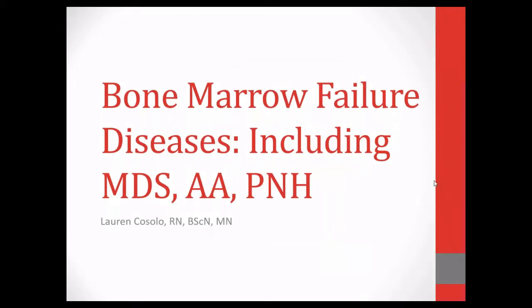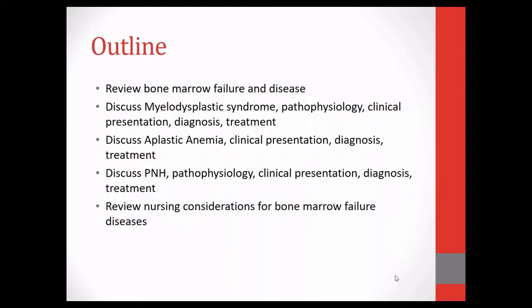We'll be talking about bone marrow failure diseases, including MDS, aplastic anemia, and paroxysmal nocturnal hemoglobinuria. So again, we'll review bone marrow failure and disease and discussing myelodysplastic syndrome, the pathophysiology, clinical presentation, diagnosis, and treatment. Same with aplastic anemia, the clinical presentation, diagnosis, and treatment, and PNH, the pathophysiology, clinical presentation, diagnosis, and treatment, and review nursing considerations for bone marrow failure diseases.